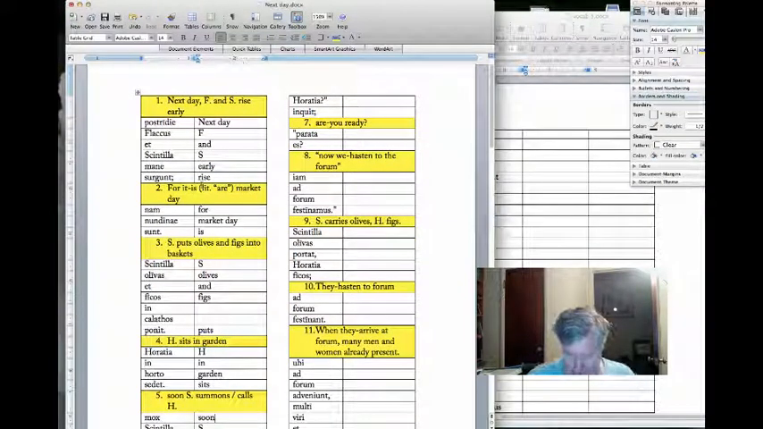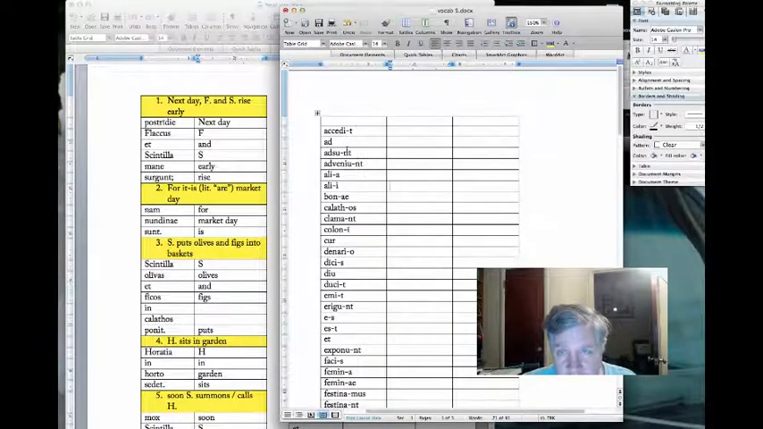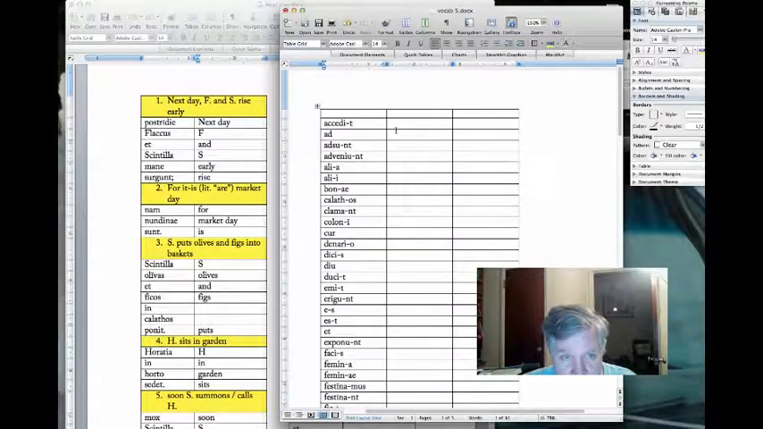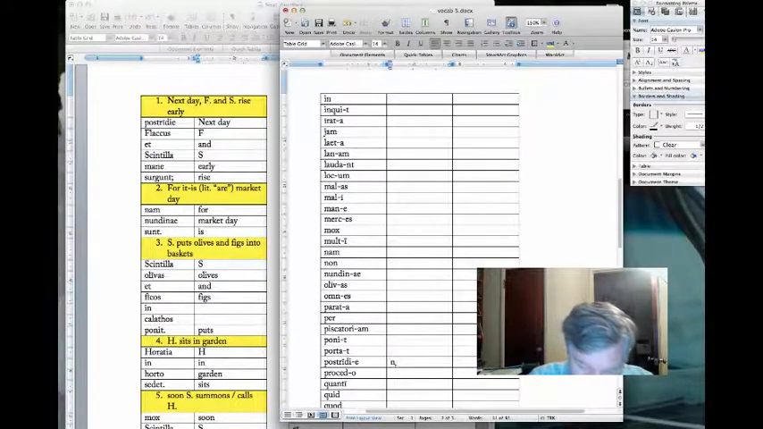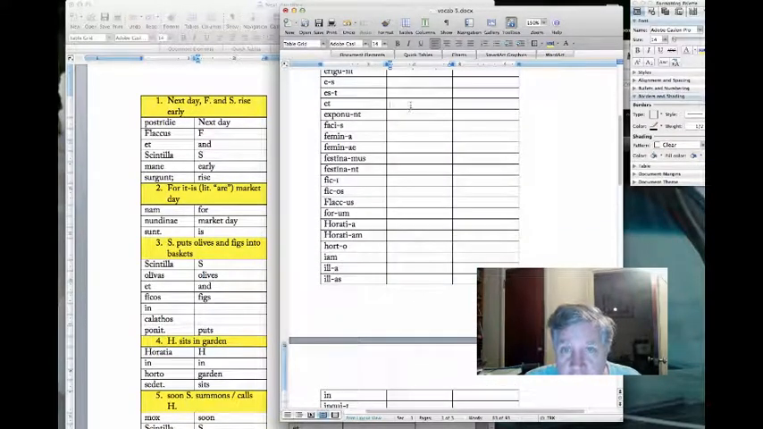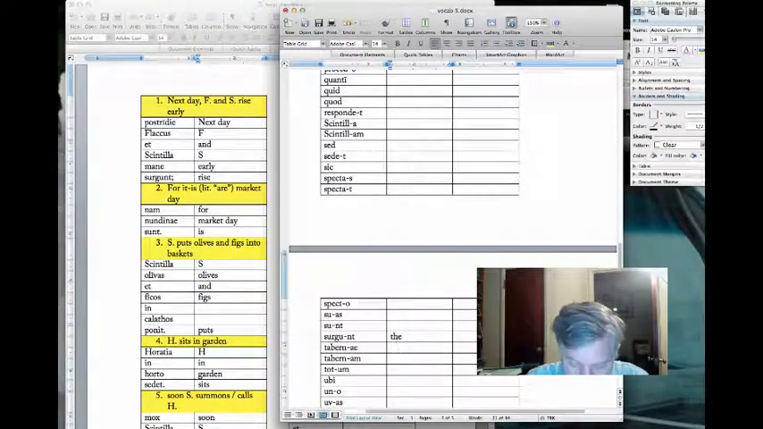Once you've done that, I want you to record each word here on the second sheet. Not the nouns, but everything else. So postridie you should write here, meaning next day. Et, I don't think I included. Oh, I did. Okay. And surgunt you should write as they rise. Mane meaning early.